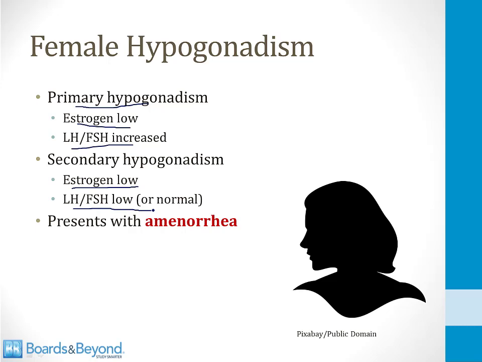Now, the confusing thing about female hypogonadism is we usually don't talk about female hypogonadism. Instead, we talk about amenorrhea, because if the ovaries are underactive in women, the main symptom that is seen is amenorrhea. So instead of talking about primary and secondary hypogonadism, we often talk about amenorrhea.